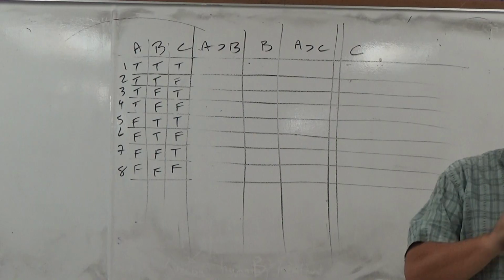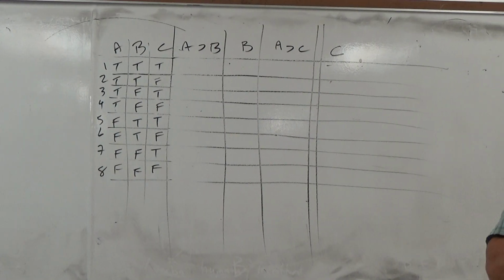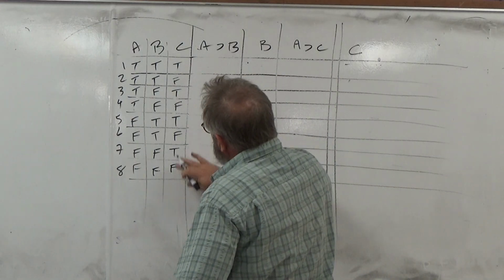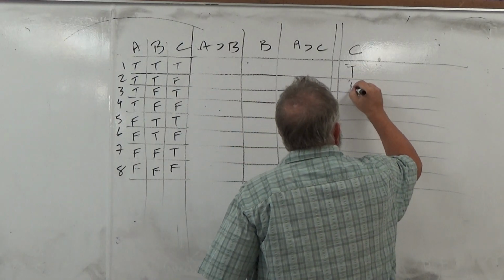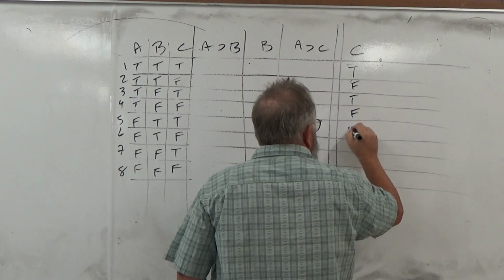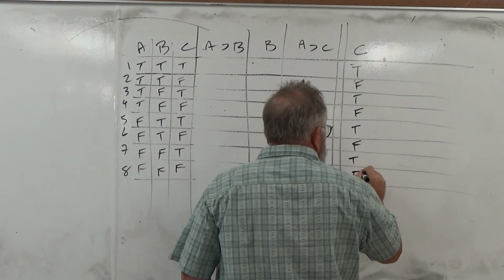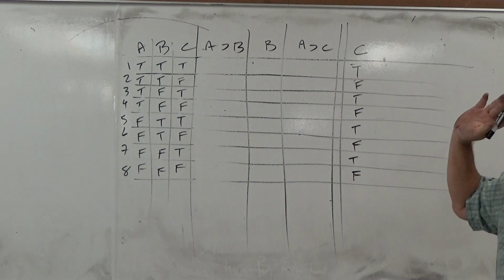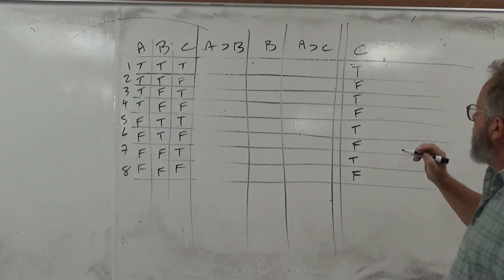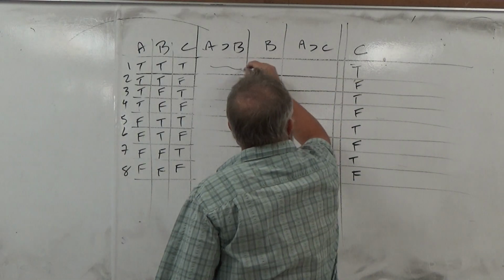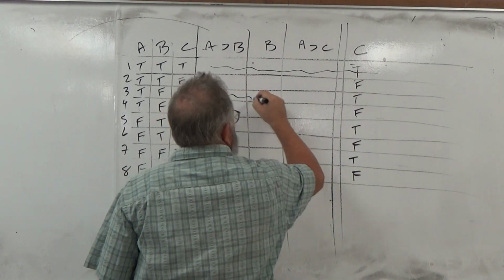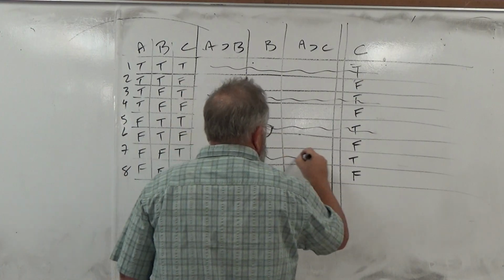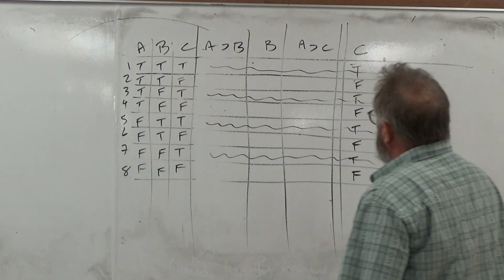So the first thing we should do is calculate the conclusion, and the conclusion is C. So it's really easy. All we have to do is rewrite this C column, which goes true, false, true, false, true, false, true, false. Which lines do I eliminate? I eliminate the lines where the conclusion is true. So this means I'm going to eliminate every other one. Okay, so I've reduced my work by half.